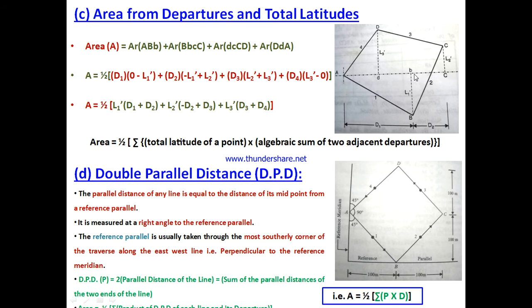So in this particular case of BBCC, we can say L1 is in the negative direction while L2 is in the positive direction. So what can we take? We can take minus L1 plus L2, into the D2 value, that is the value of departure. In this manner we can calculate the area of this part. Now third is the area of DCCD.